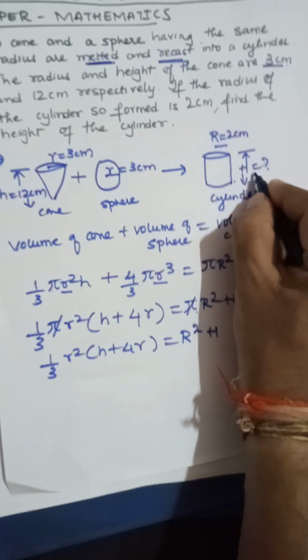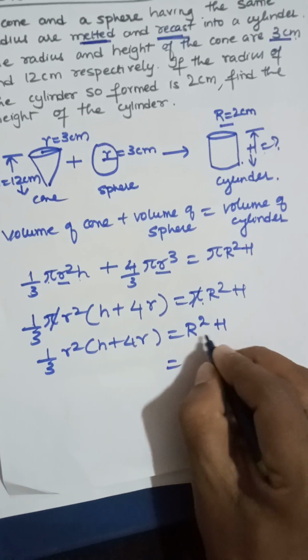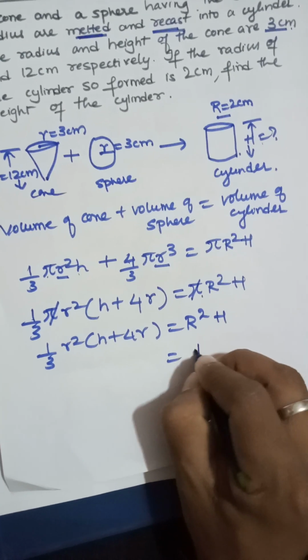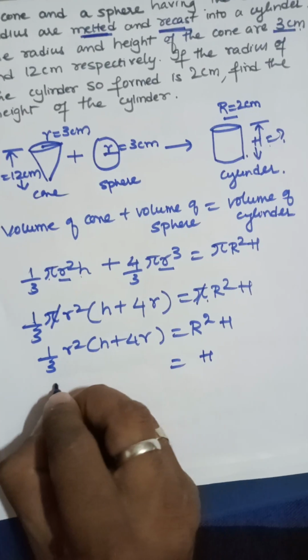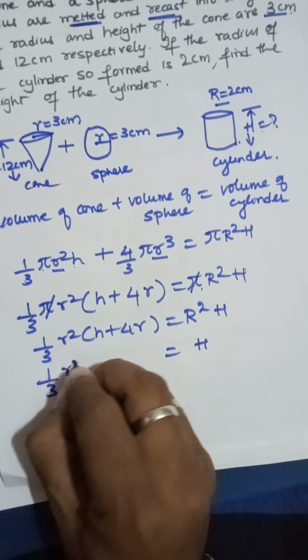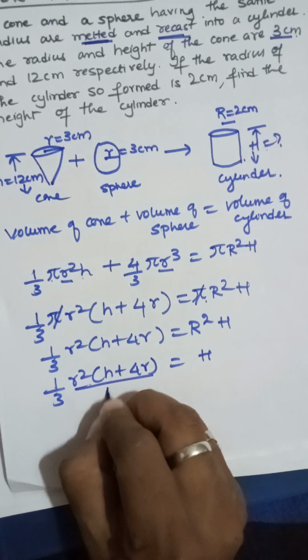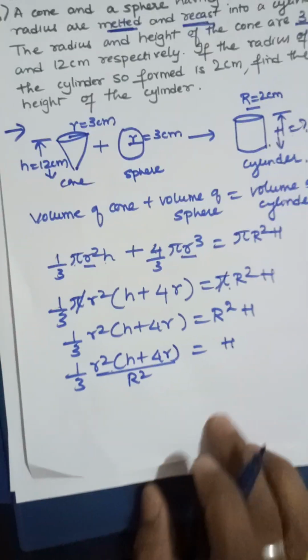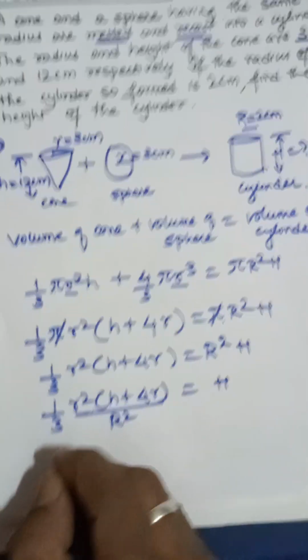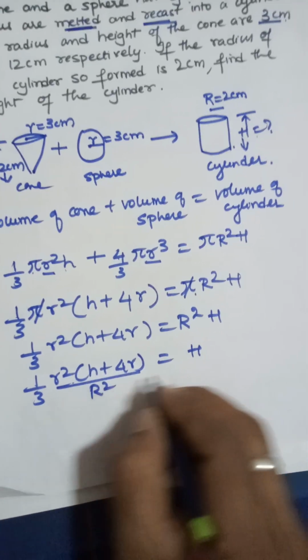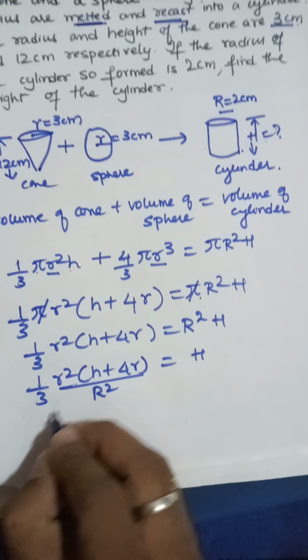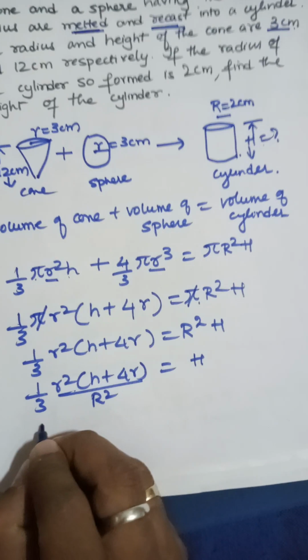What we need to find is the value of H. So I'll separate it from R square by taking this R square to the LHS. So H is equal to 1 by 3 r square h plus 4r, divided by R square. This multiplication becomes division here. So now we can substitute the values to find the value of capital H, the height of the cylinder.